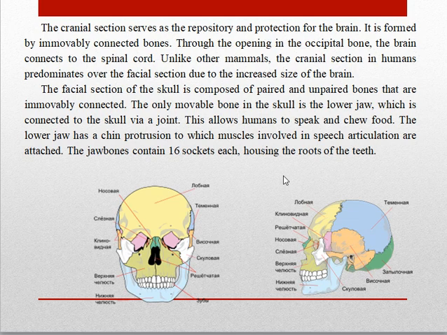The only movable bone in the skull is the lower jaw, which is connected to the skull via a joint. This allows humans to speak and chew food. The lower jaw has a chin protrusion to which muscles involved in speech articulation are attached. The jaw bones contain 16 sockets, each housing the roots of the teeth. You can see this picture.